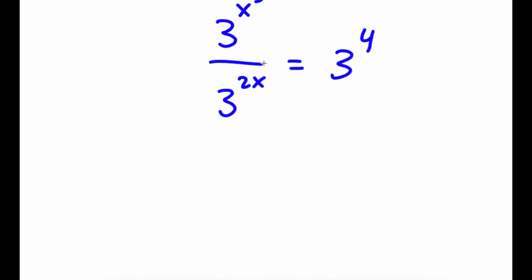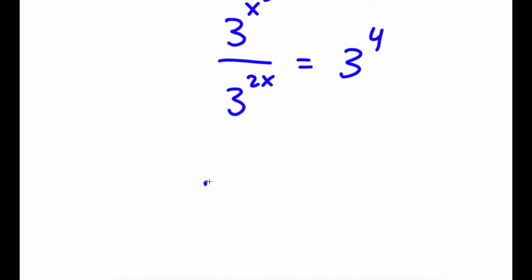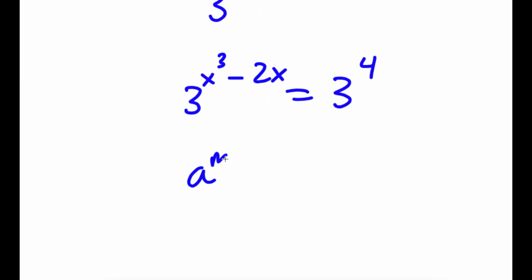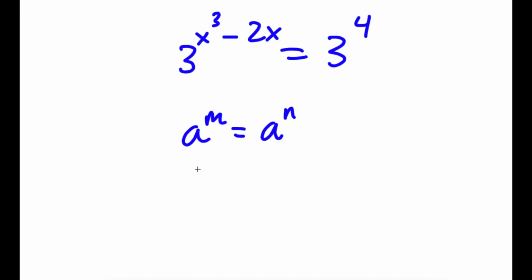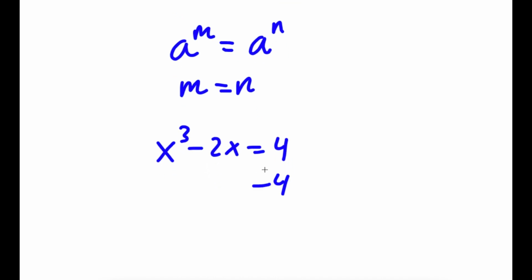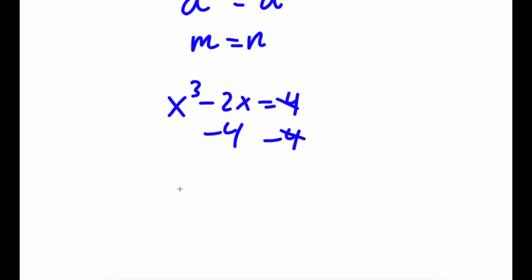Now, a to the power of m over a to the power of n is equal to a to the power of m minus n. So this is equal to 3 to the power of x to the power of 3 minus 2x, which is equal to 3 to the power of 4. Now, if I have a to the power of m equal to a to the power of n, this means that m is equal to n. So x to the power of 3 minus 2x is equal to 4. So now I have a simple equation here. I'm going to subtract 4 on both sides, and I get x to the power of 3 minus 2x minus 4 is equal to 0.